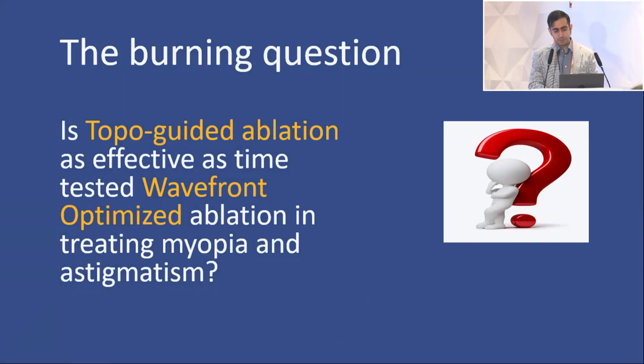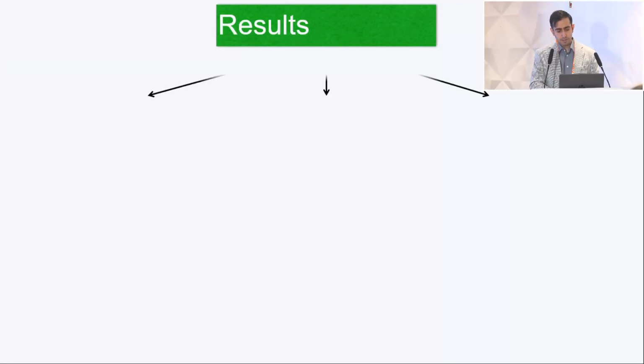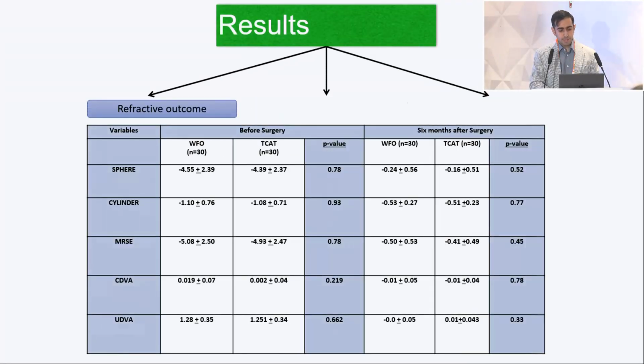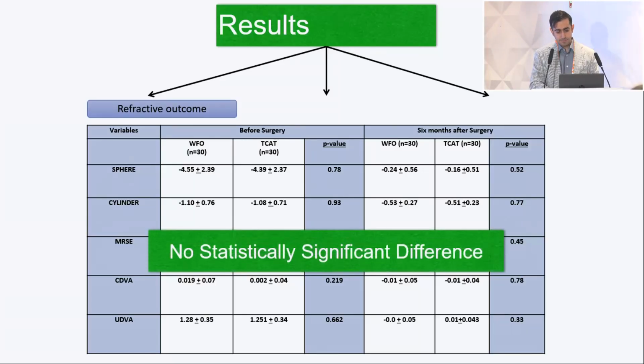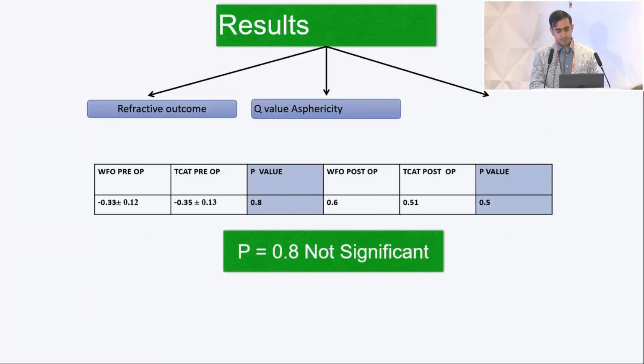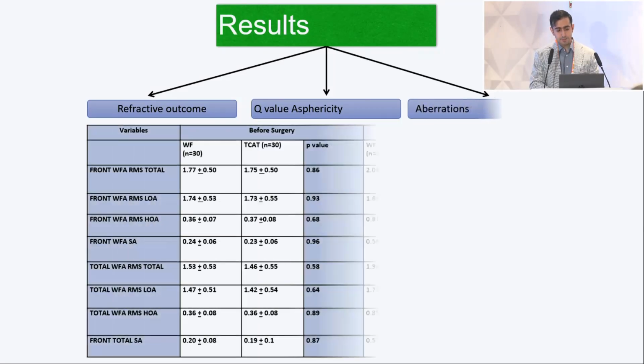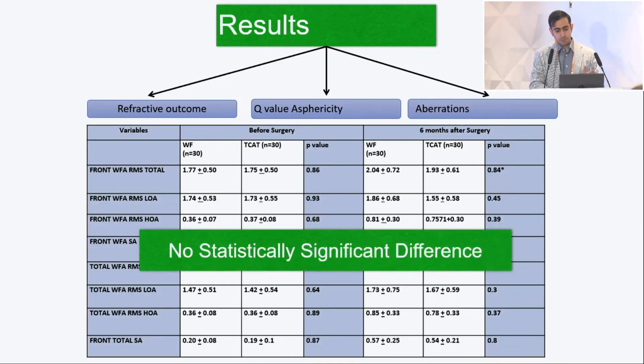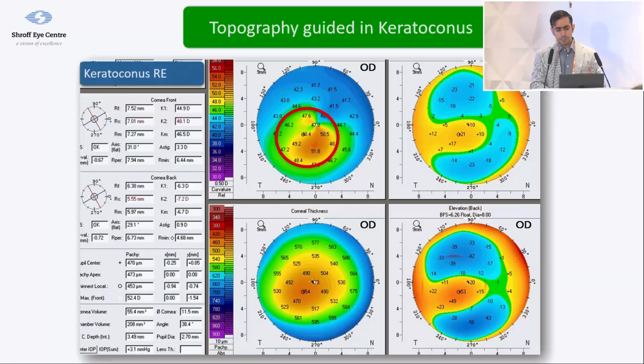So burning question, we analyzed our data of topo-guided versus wavefront. We did one eye wavefront versus one eye topo-guided, and we didn't really find any statistically significant differences. You can see the sphere, cylinder, MRSE, corrected and uncorrected visual acuity was not statistically significantly different in the two groups. Again, the Q value or the asphericity was not found to be statistically significantly different. And the aberration profile, though there was a trend in some of the aberrations, we did not find any significant difference in this.